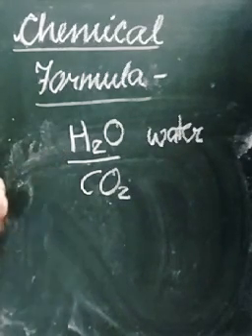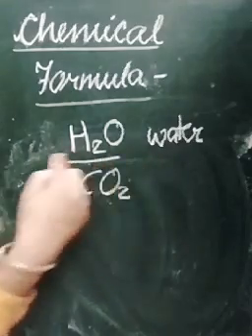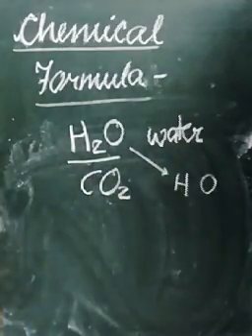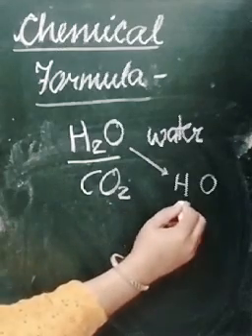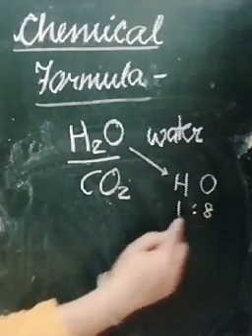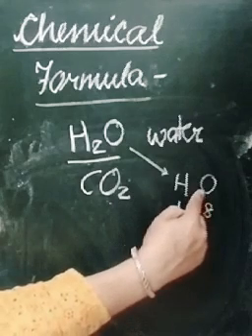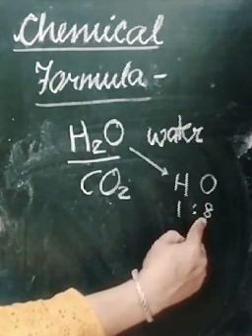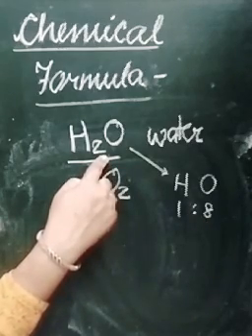They also represent the chemical composition. For example, water is made up of hydrogen and oxygen. The 2 elements are present in the ratio 1:8. 1 gram of hydrogen combines with 8 gram of oxygen to give water.